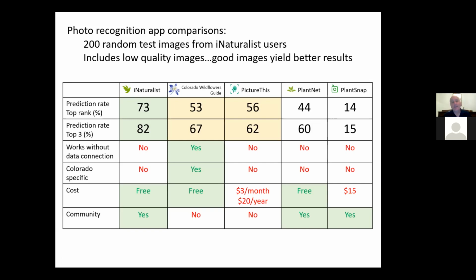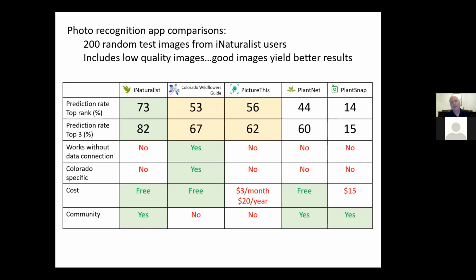The advantage is if you're out hiking and you don't have data service, you're in the mountains or something, the Colorado Wildflowers Guide will still work. The others won't. The downside is because it has to all fit on a phone, the model's a little bit smaller and the model's not going to be quite as powerful. So what you can do is use, say, the Colorado Wildflowers Guide while you're out hiking without a data connection. And then when you get back and you do have a data connection, you can run the same images through the other apps and see what they say.